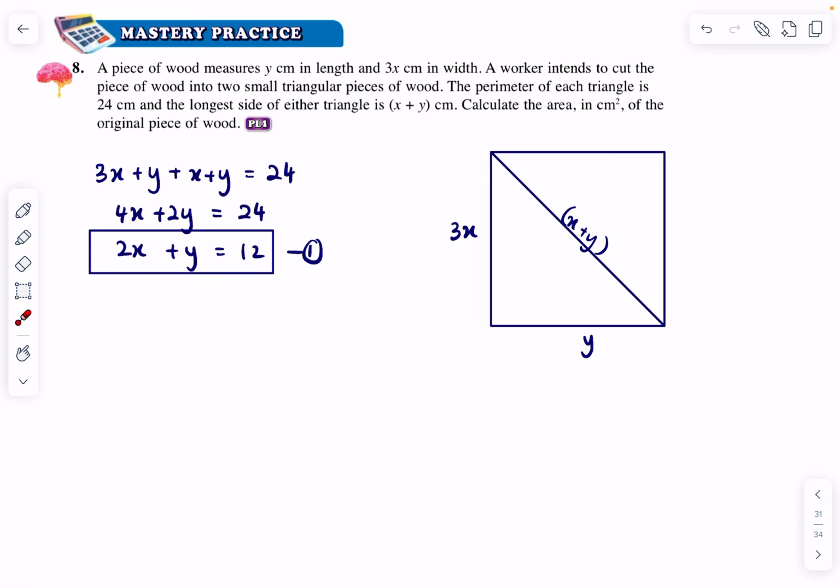Right, so we need to find another equation so that we can solve these simultaneously, because we have two unknowns here, we need two equations. Since this is a right angle triangle, we can use Pythagoras theorem. So a square plus b square must equal c square. Equation 2.